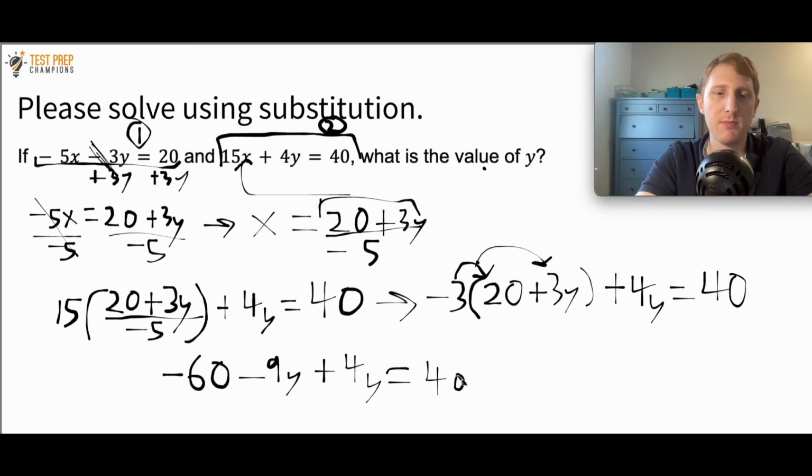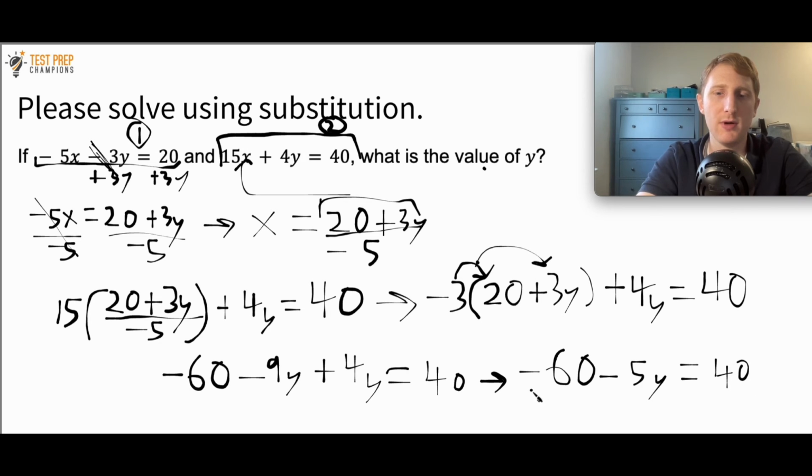So now let me combine like terms. Let me do negative 9y plus 4y. Negative 9y plus 4y is negative 5y. So I'll have negative 60 minus 5y equals 40.